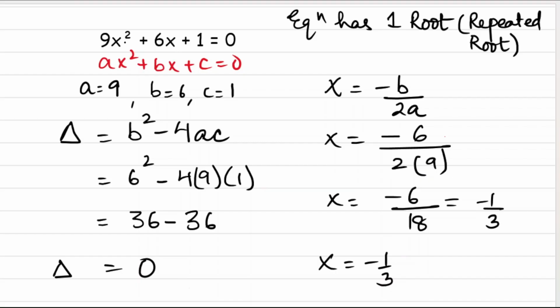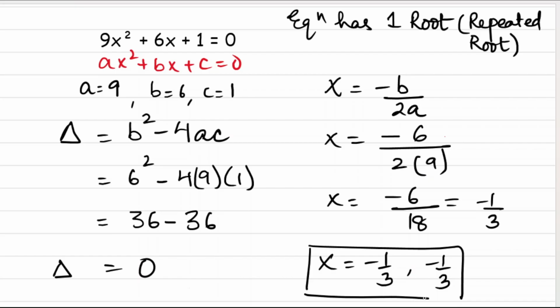If you are wondering that the degree is 2, so we must have two solutions. So I told you it is a repeated root. So you can also write it as x equals minus 1 over 3 and again minus 1 over 3. These two are the solutions of this equation. They have two same or identical solutions. That's why it's called a repeated root.